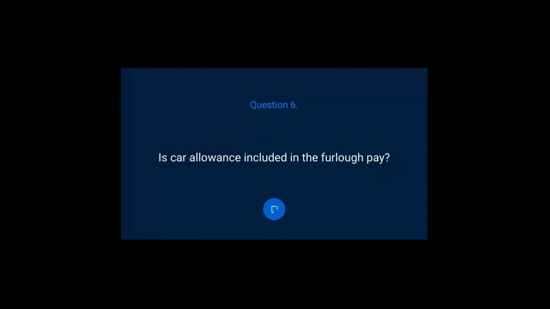The next question is: is car allowance included in the furlough pay? So the HMRC have suggested that if it is a regular payment that you are obliged to pay your employee, then yes, this should be included. For example, if your car allowance forms part of the employee's reward package and is in their contract of employment, then this should still be included in the furlough calculation and the payments made to the employee.